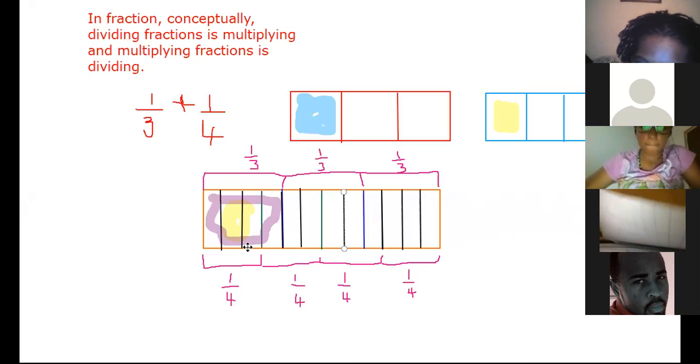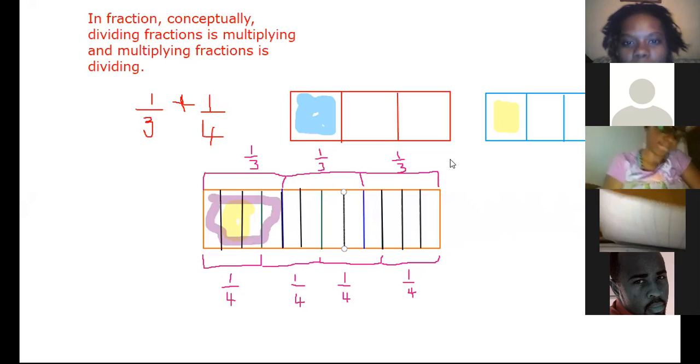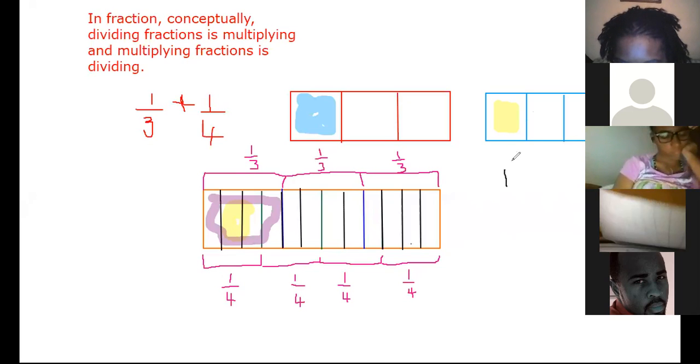So if I say my 1/3 is being divided by 1/4, what I am saying is this: 1 divided by 1/4, and 3 also divided by 1/4. You understand why I said that?